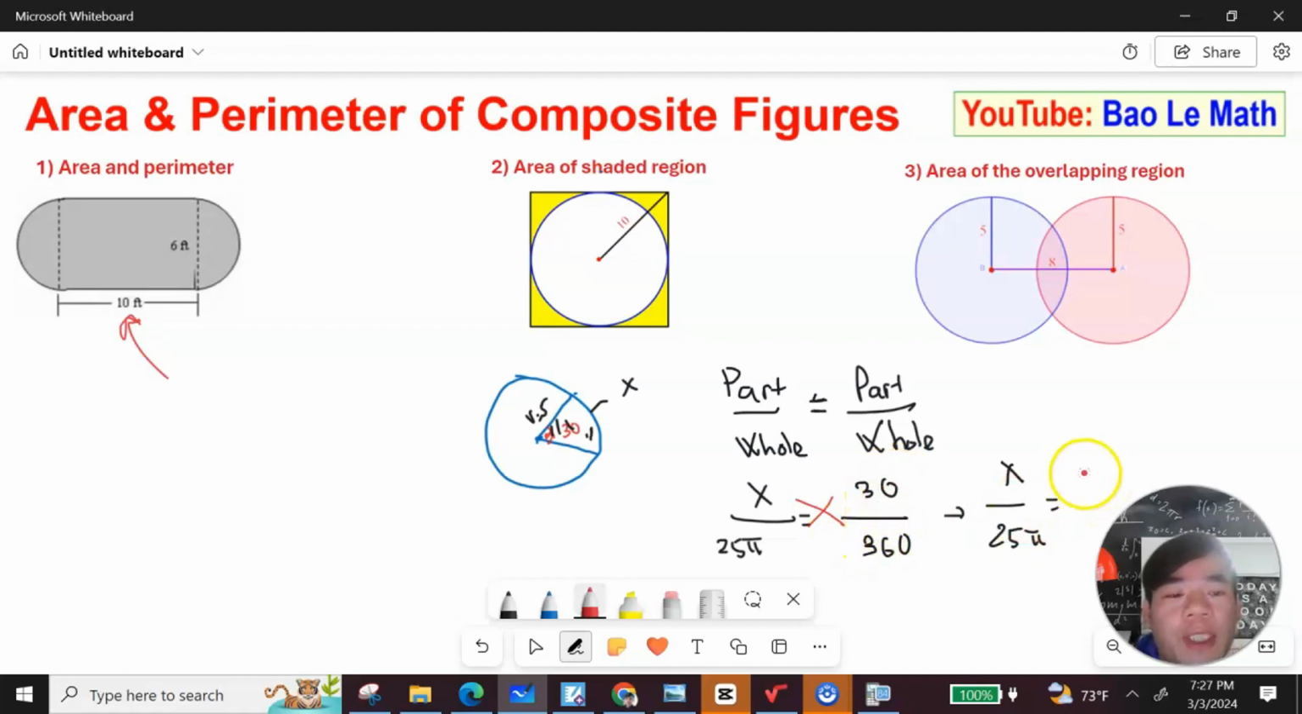30 over 360 right here should be 1 over 12. Okay, 1 over 12. Now at this time you can cross multiply. So S equals 25 pi over 12, and this is the final answer.